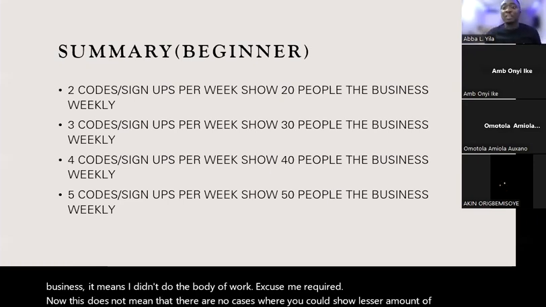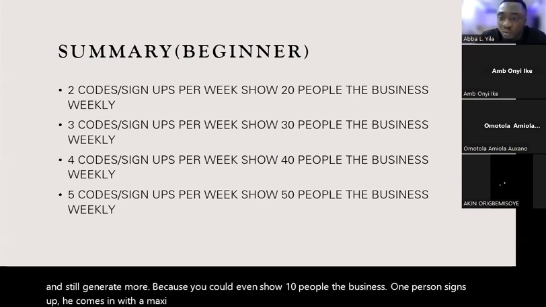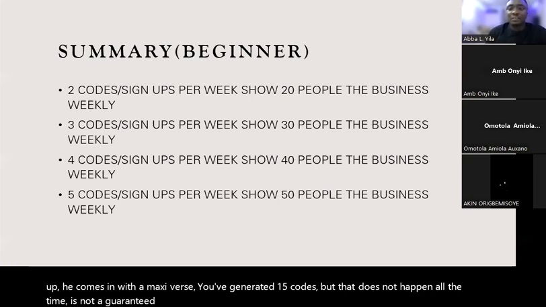Now, this does not mean that there are no cases where you could show a lesser amount of people and still generate more codes, because you could even show 10 people the business, 1 person signs up, he comes in with a maxi verse, and you've generated 15 codes. But that does not happen all the time. It's not a guaranteed number. It's just more like a bonus in addition to the effort that you've been putting in.